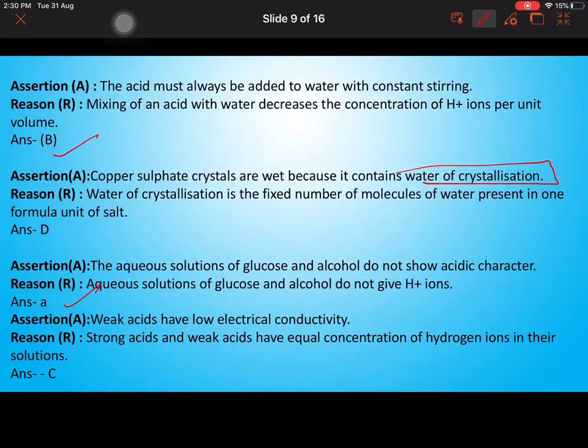Weak acids have low electrical conductivity. Strong acid and weak acid have equal concentration of hydrogen ions in the solution. So R is wrong, A is correct, so C option.